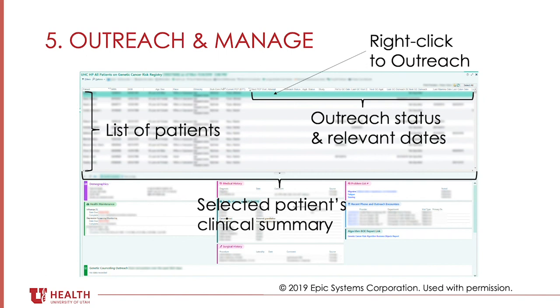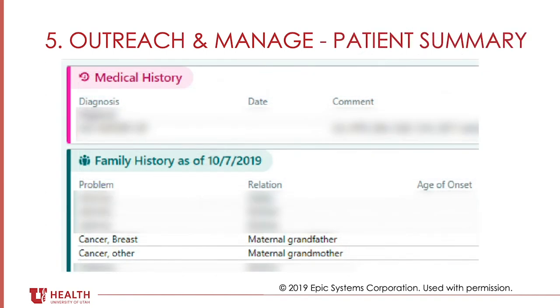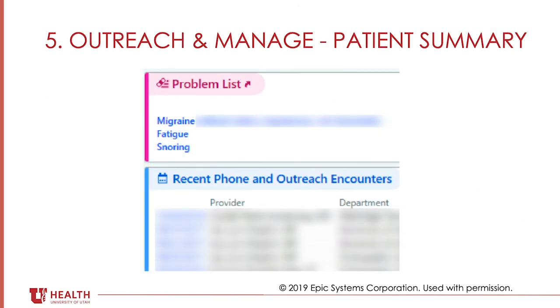And down below, you have individual patient data. Once you select one patient, you can get an overview of the patient's record of relevant information that can help with the outreach process. For example, that includes the patient's medical history, the family history, especially the pieces that are relevant for the NCCN criteria, the patient's problem list, and also a history of the outreach attempts related to this whole process. So we didn't have to develop any new technology for this part of the process. We leverage technology that's already available in the EHR.